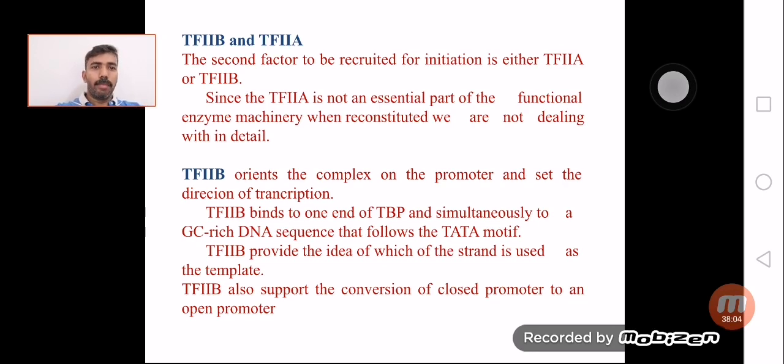Usually they have multiple binding sites. At one end they bind to the TBP and at the other end they bind to the GC-rich, already noted BRE element. Right. And they also provide information on which of the two template DNA strands has to be used as the template precisely. And moreover, they help in the conversion of the closed promoter to an open promoter.